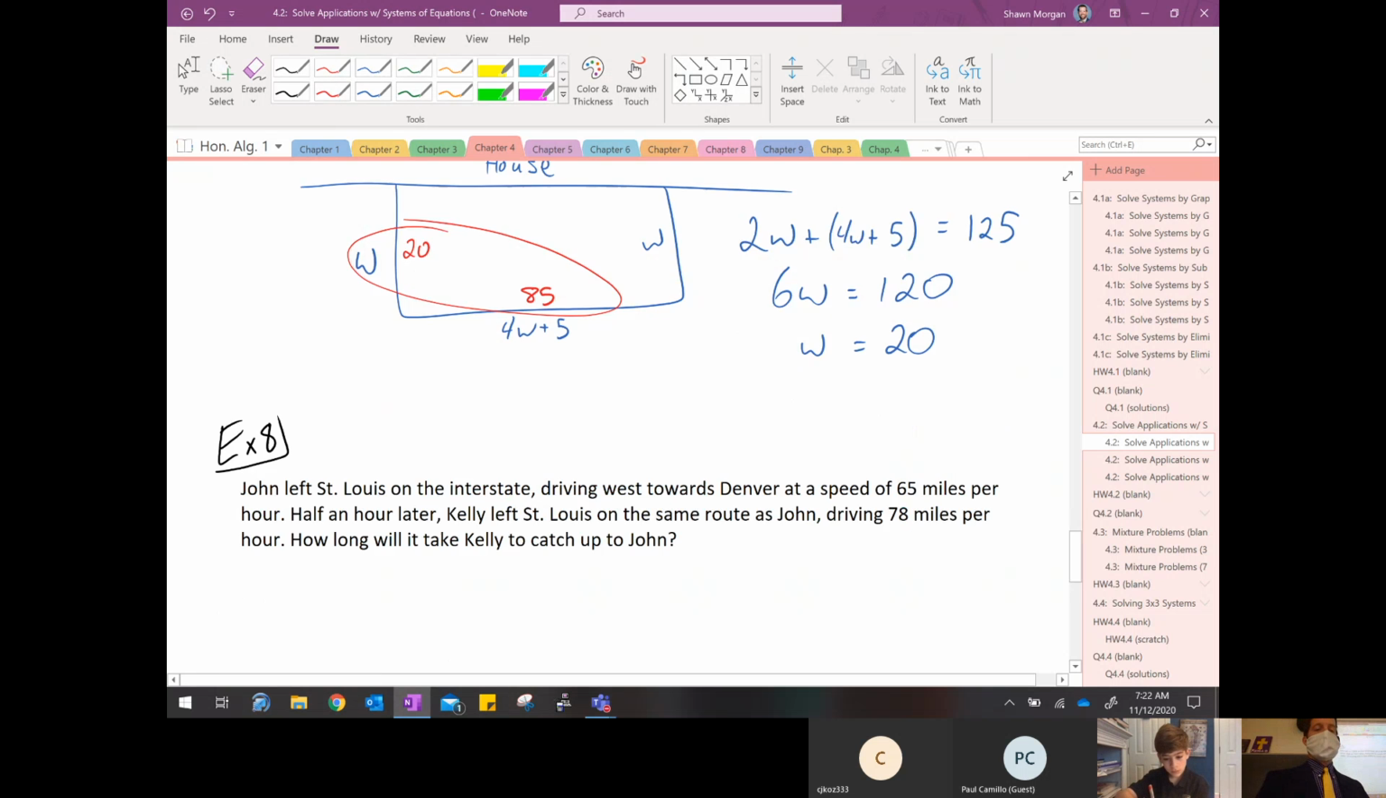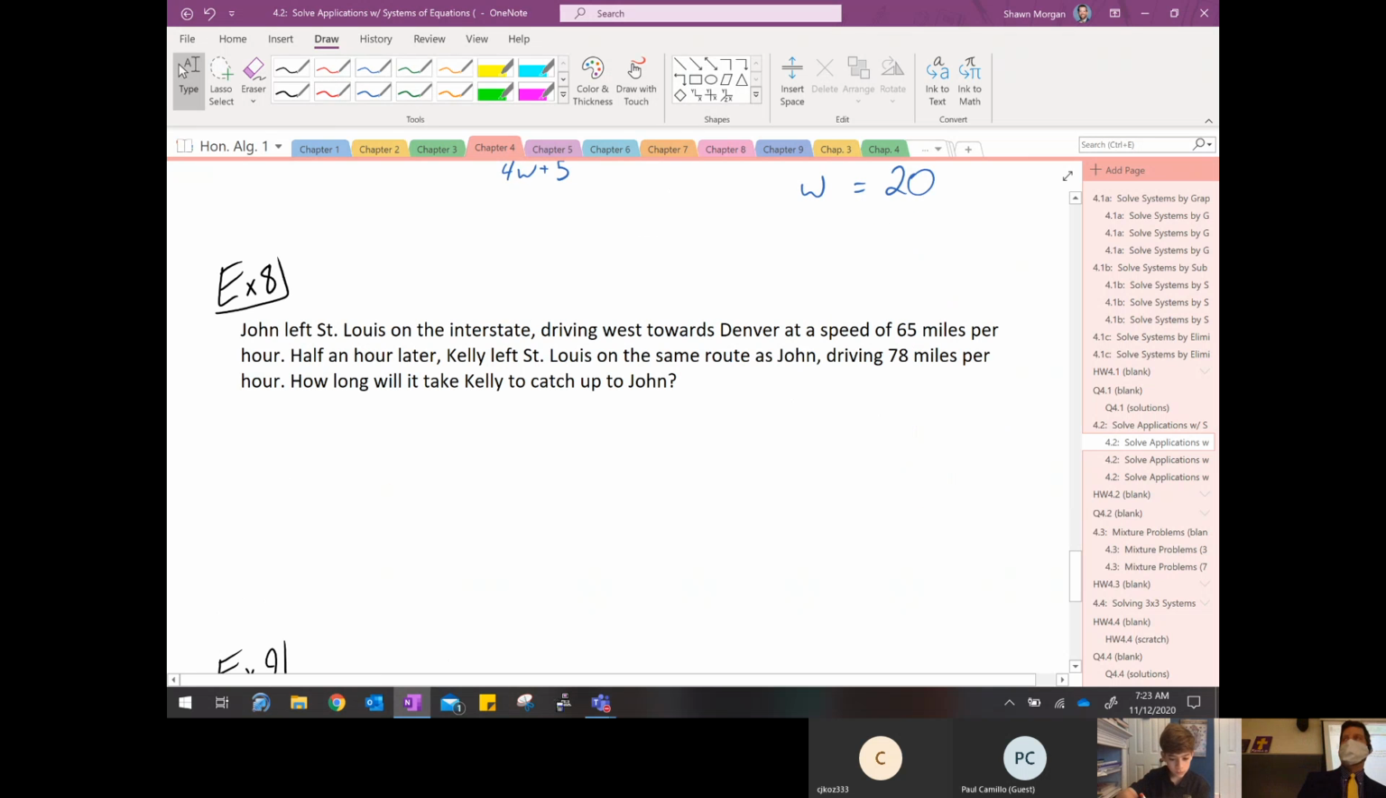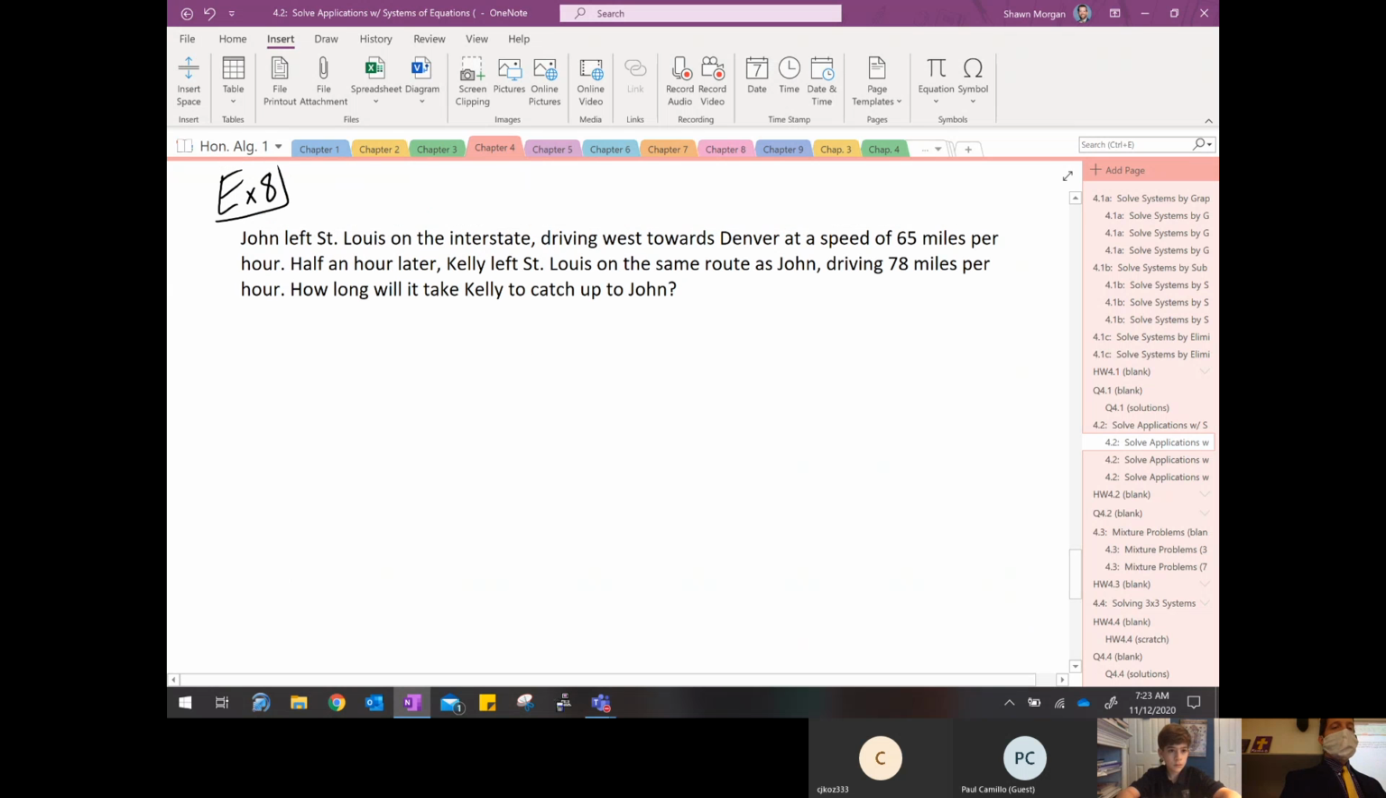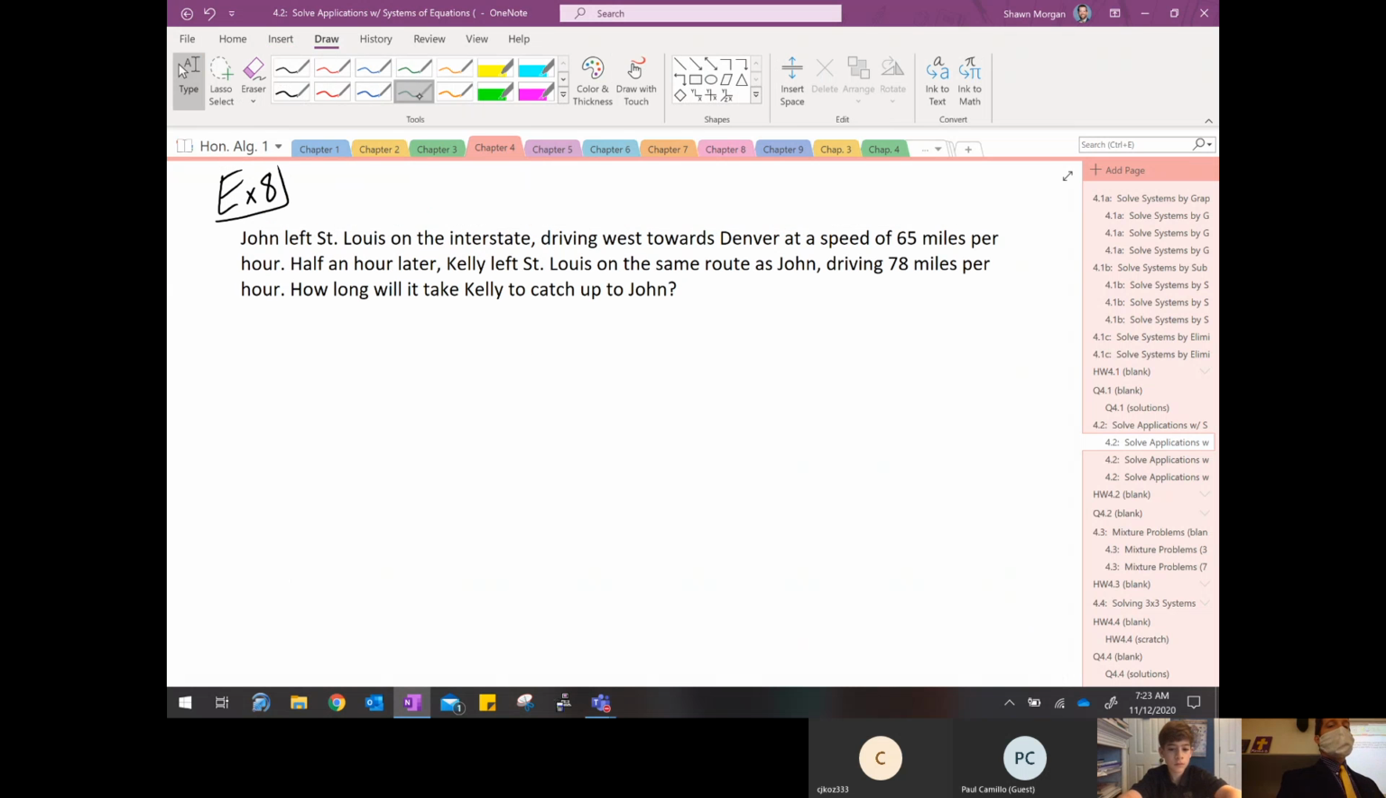All right, let's move on to example 8. Example 8 is going to be a dirt problem. Drew, what do I mean by dirt? Distance equals rate times time. That's what's operating in the background of this problem. It's prior knowledge. It's expecting us to know that distance equals rate times time.